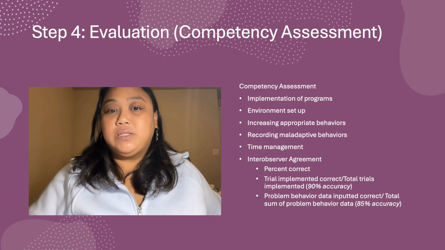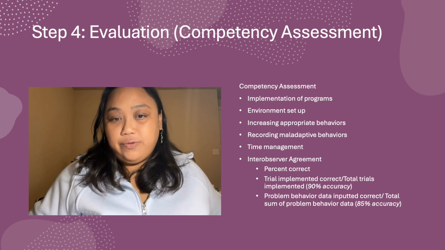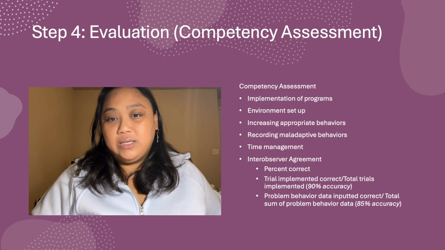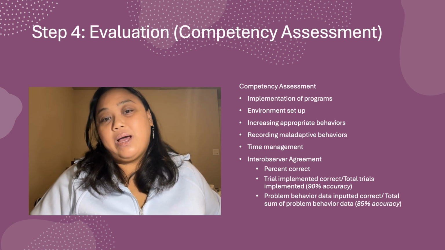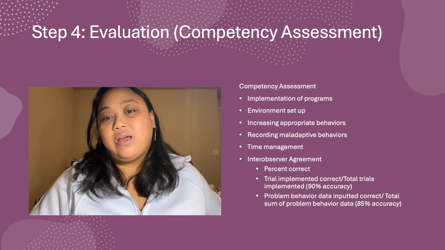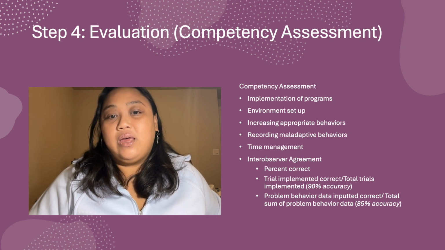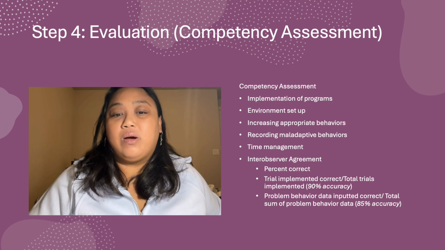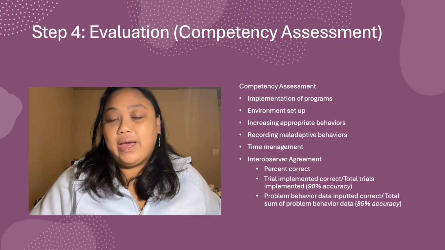I put trial implemented correct. The trial implemented correct is divided by total trials implemented, and they need to have at least a 90% accuracy. And then we have a problem behavior data inputted correct divided by total sum of problem behavior data, and they need to have at least an 85% accuracy.